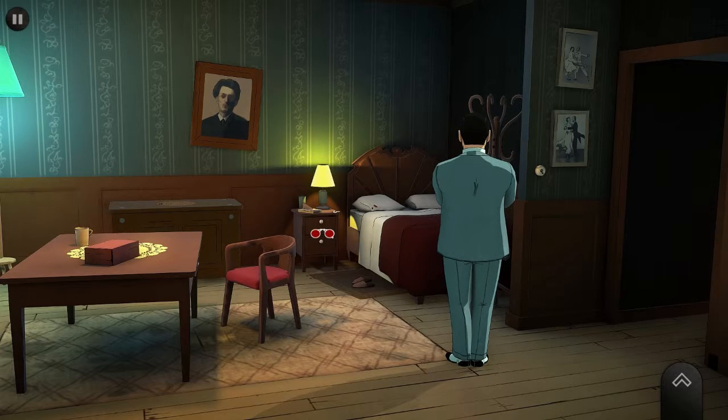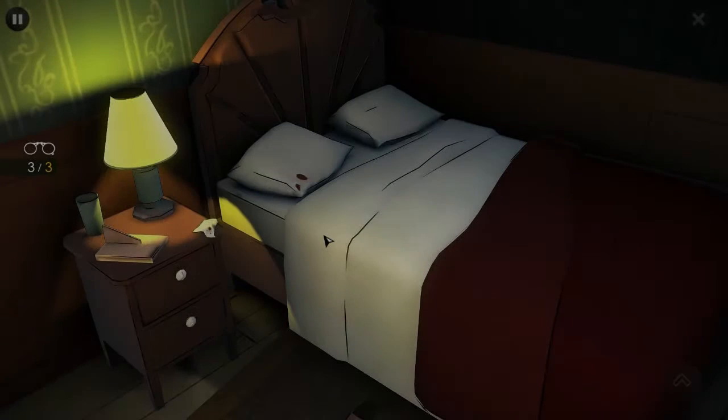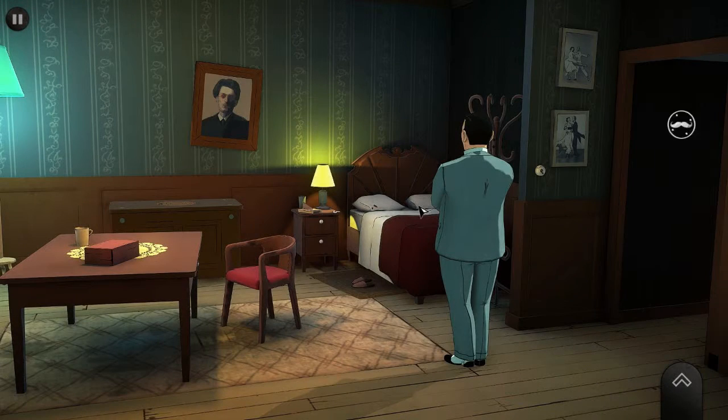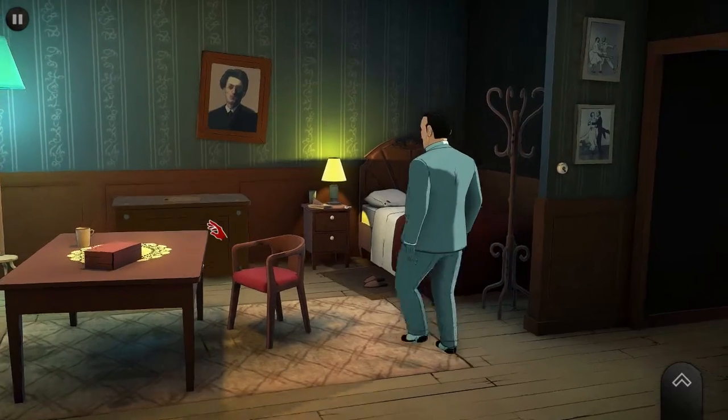Can I take a look at the bedstand? No. I have observed 3 of 3 things, so I don't think there is anything else to do here. That picture on the wall there is crooked. I wonder why that is. Is that blood on the floor there as well? It might be. Yeah, let's take a look over here.